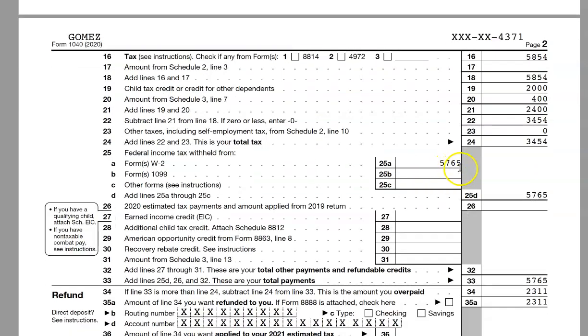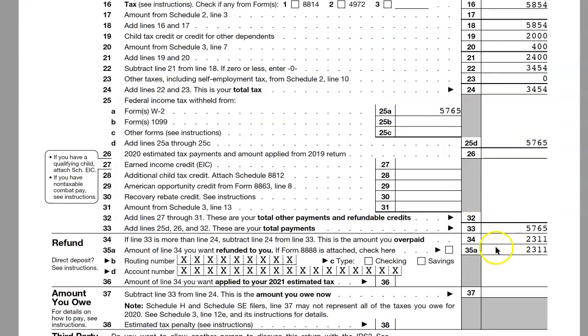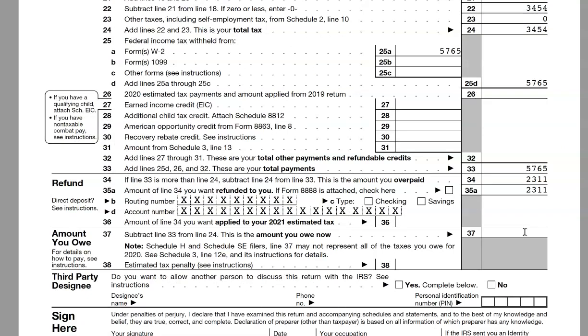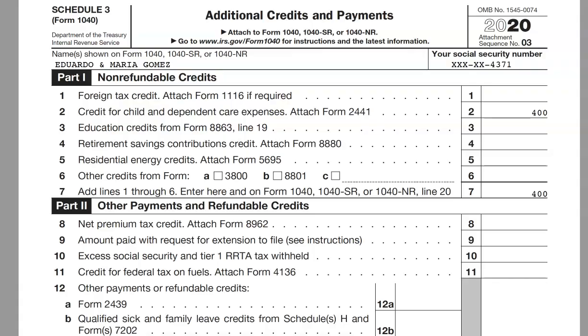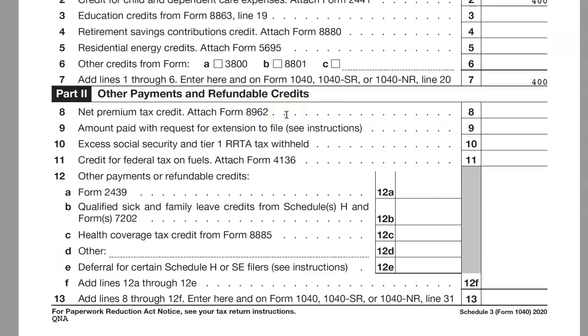So we had some withholding, $5,700. The taxes owed were $34.54. So the taxpayer came away with a reasonable tax refund last year. And that's important to note because if it's significantly different, higher or lower, you want to be able to explain to the taxpayer why there's a difference. As we move through the return, we see the credit there for the child and dependent care expenses on Schedule 3.